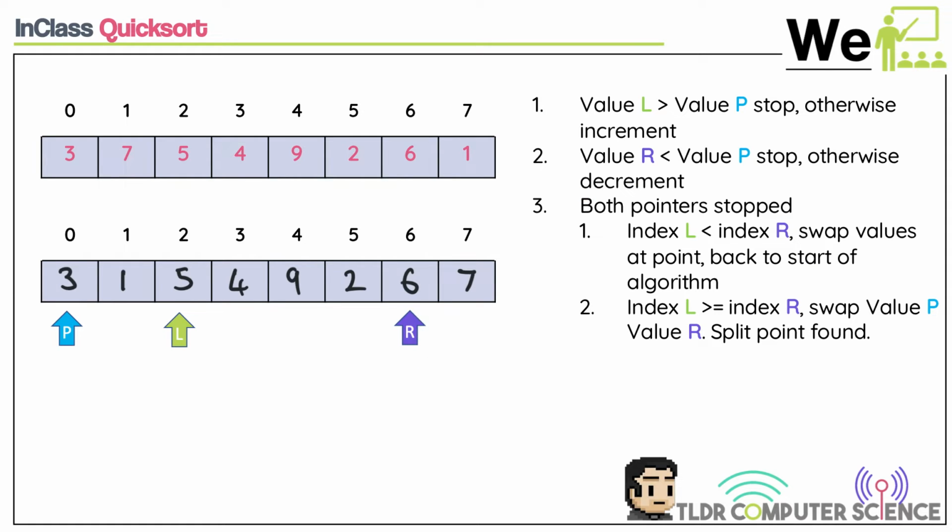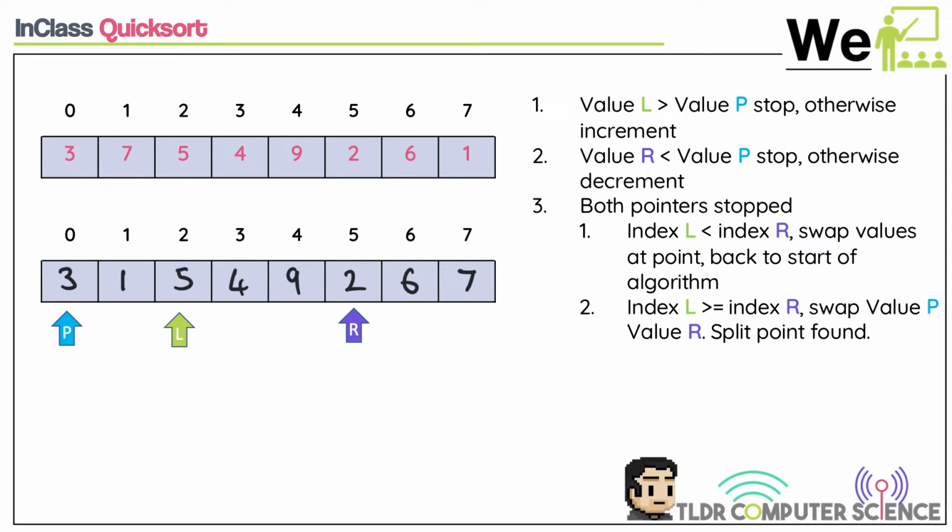And then we'll ask the question, is the value at R, 6, less than the value at P? Is 6 less than 3? It is not. Therefore, we decrement again. And you see now, the value at R is going to be 2. Is that less than 3? Yes, it is. So we follow the algorithm. We now need to stop.